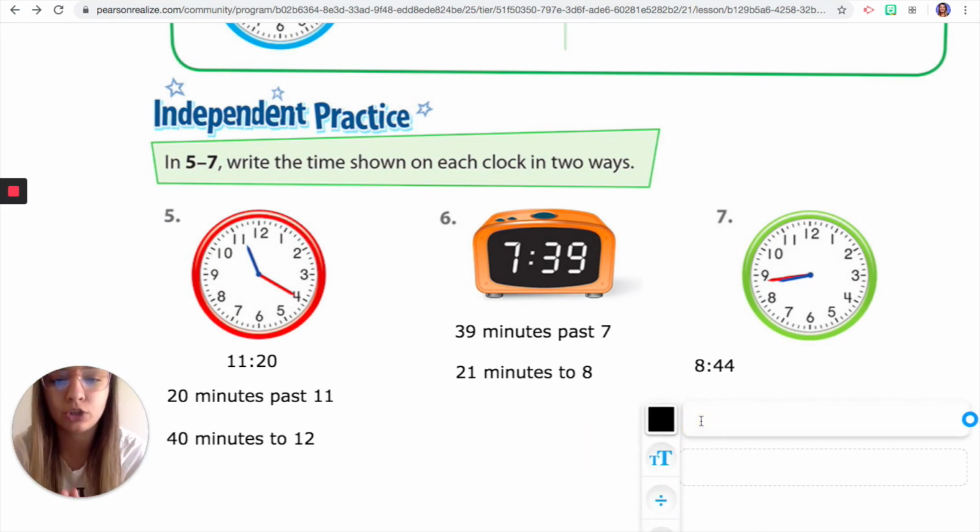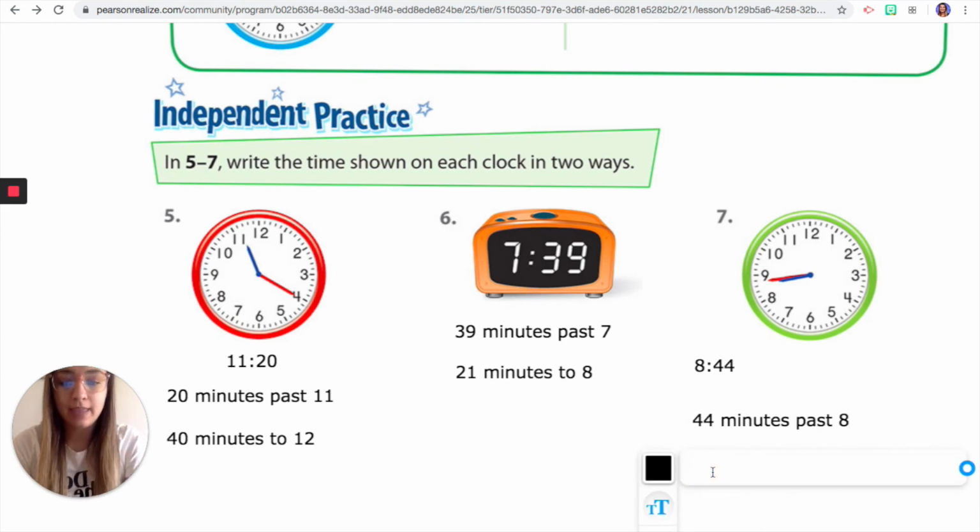The next one I'm going to do is how many minutes past the hour. So this one's very simple. I'm just going to look at my time, and I'm going to say that it's 44 minutes past 8. And then I have to do my how many minutes to the next hour. So my next hour would be 9. So I have 44, so I'm just going to go 40. I'm going to go 1, and then I'm going to go 5, 10, 15, and I'm going to add my 1 that I did, so I'm going to say there's 16 minutes to 9.